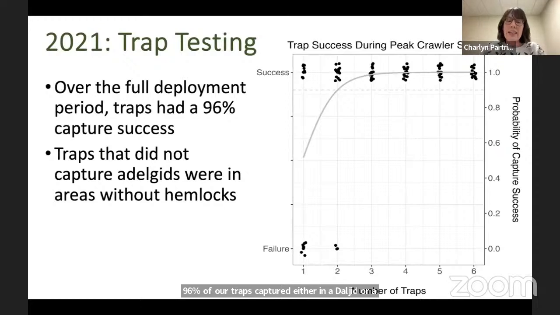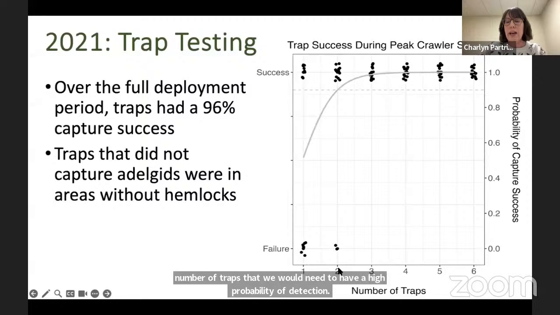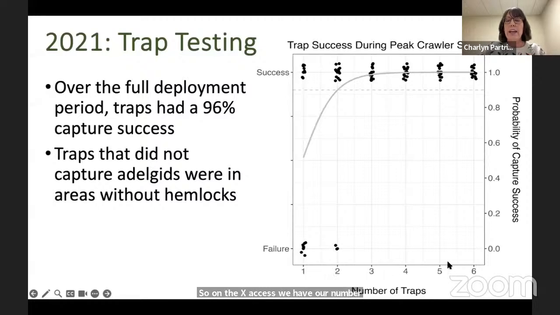And the traps that didn't collect anything were actually deployed in areas without any hemlocks, which kind of makes sense. And then on the right-hand side, we're looking at the number of traps that we would need to have a high probability of detection. So on the x-axis, we have our number of traps deployed per 3-acre area. And then on this y-axis, we have the number of traps that failed to detect anything, and the number of traps that succeeded in detecting HWA.